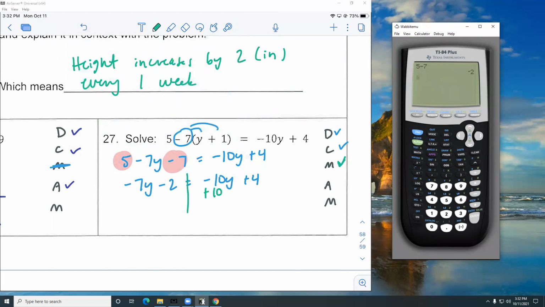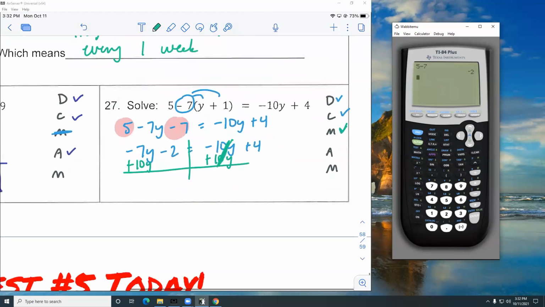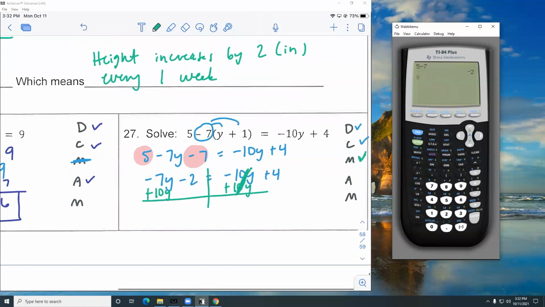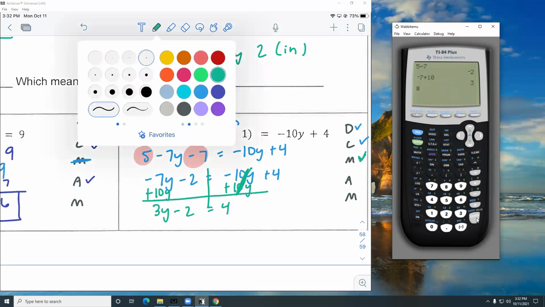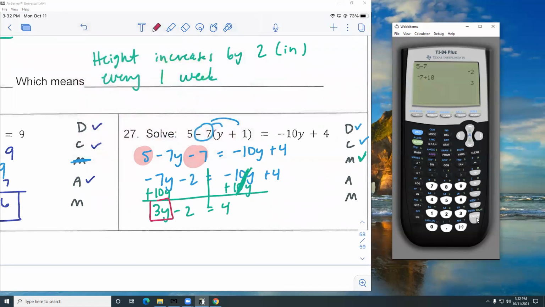So I'm going to add the 10y to both sides. So my 10y's cancel out and I'm left with -7. If I want to do -7 plus 10, that should get you 3. So I have 3y minus 2 equals 4. I'm going to box my 3y. That's what I'm trying to find.